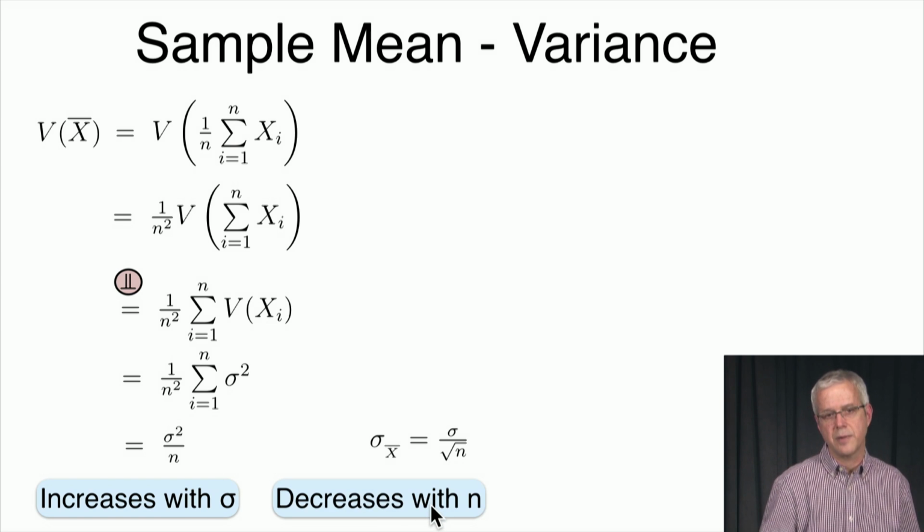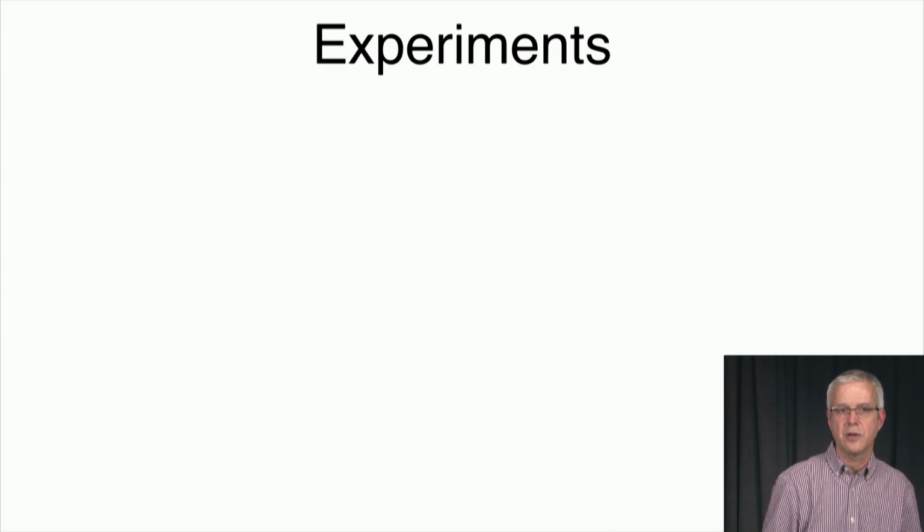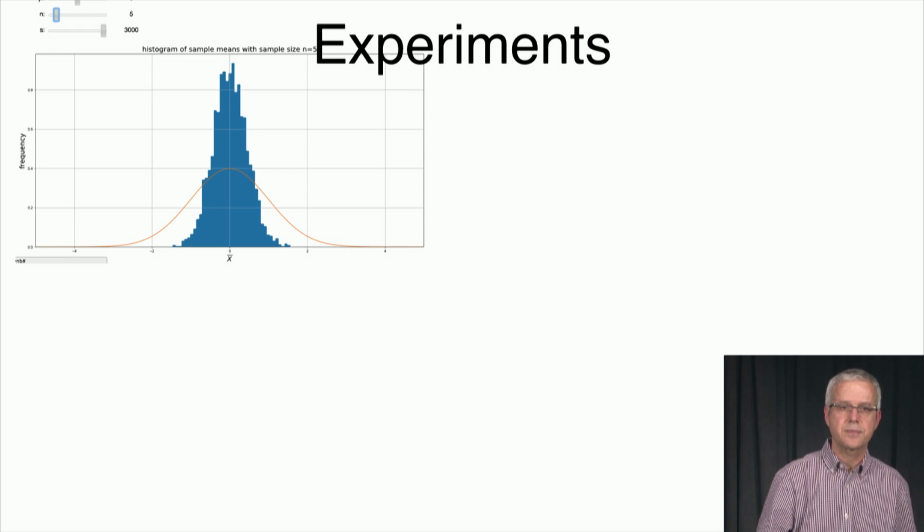So if we keep increasing n, then eventually these values will become smaller and smaller. Okay. So now we calculate both the bias and the variance of the sample mean. We can therefore calculate the mean square error. But before we do that, I want to show you a couple of experiments.